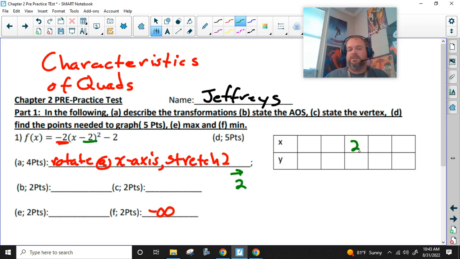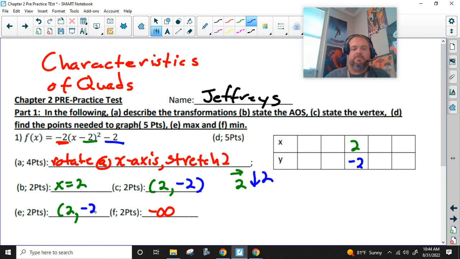Okay, 2 goes here. X equals 2 goes here. 2 goes here. And 2 goes here. Our Y value is negative, so this is a down 2. Minus 2, minus 2, minus 2.